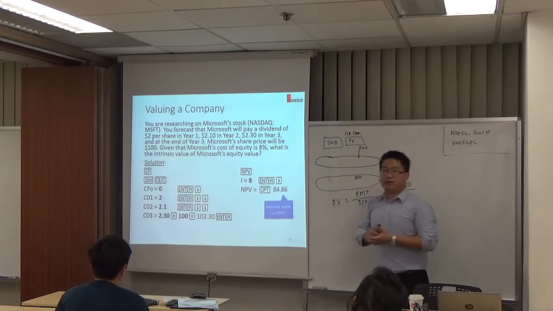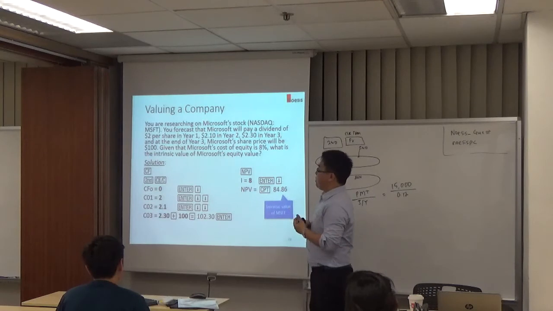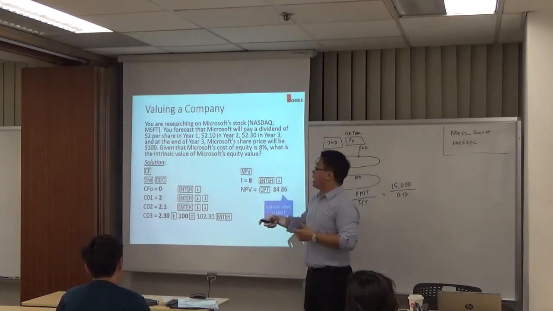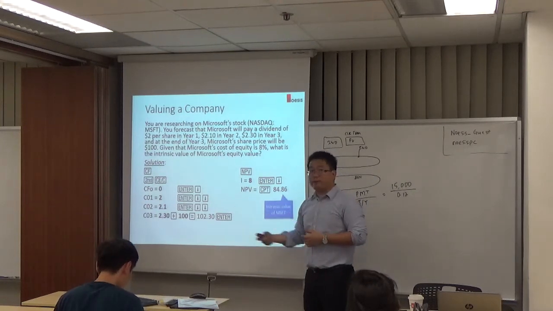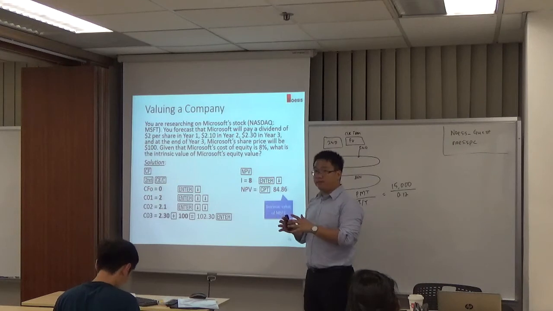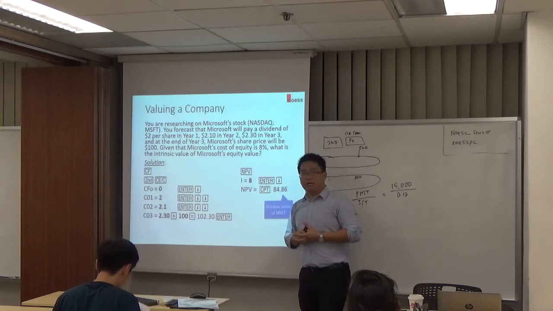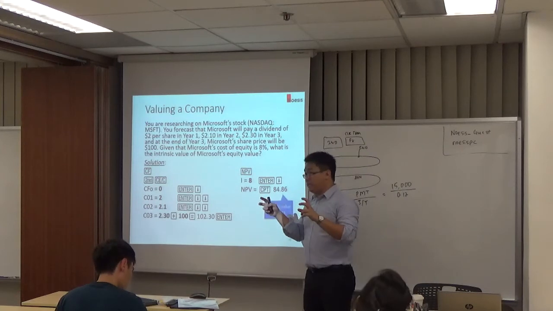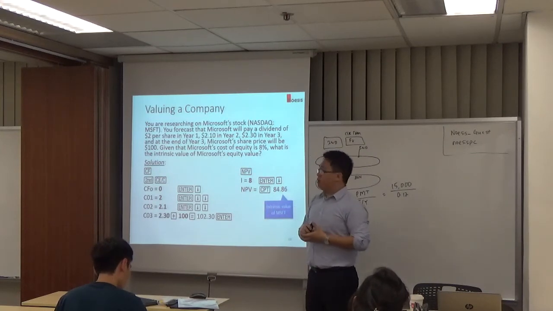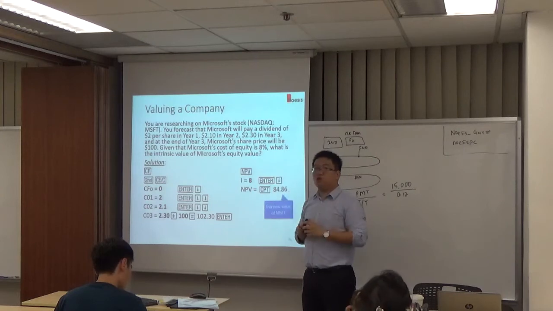Let's say you, as the equity analyst, forecast that Microsoft is going to pay a dividend of $2 next year in year 1, then in year 2 they're going to pay $2.10 per share, and in year 3 they're going to pay $2.30, and at the end of year 3, Microsoft's share price will be $100. Currently it's about $70 plus. Given that Microsoft's cost of equity, or the required return by shareholders, is 8%, what is the intrinsic value of Microsoft's share? That means, what is the so-called true value?